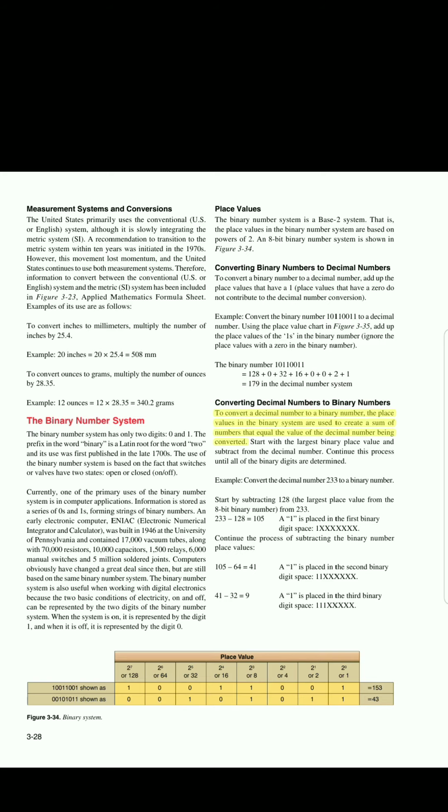Converting decimal numbers to binary numbers. To convert a decimal number to a binary number, the place values in the binary system are used to create a sum of numbers that equal the value of the decimal number being converted. Start with the largest binary place value and subtract from the decimal number. Continue this process until all of the binary digits are determined.